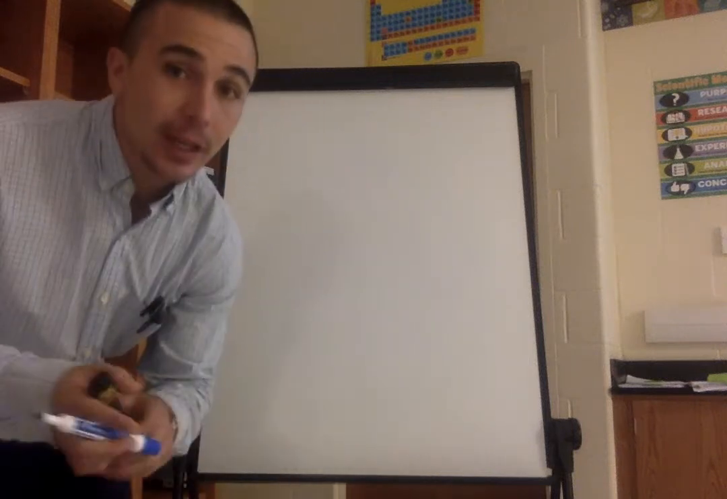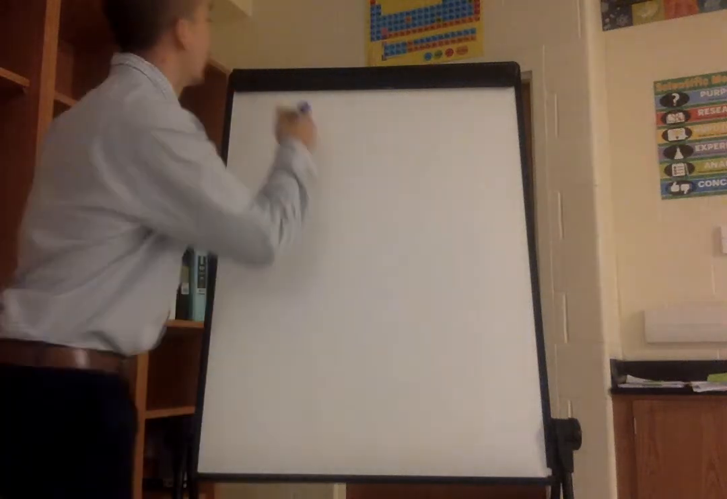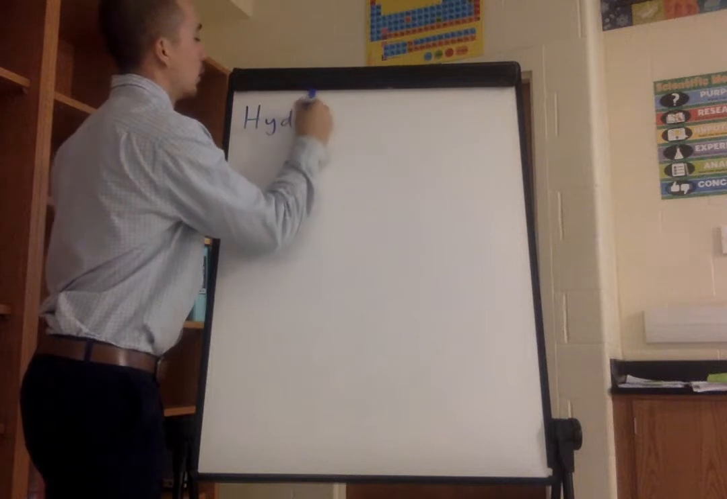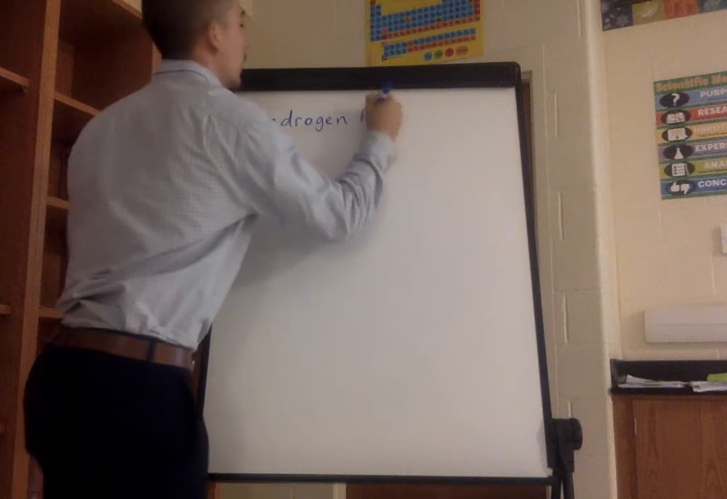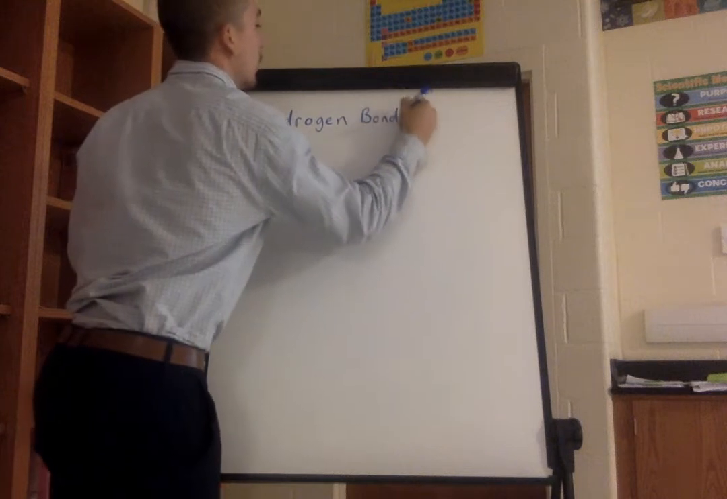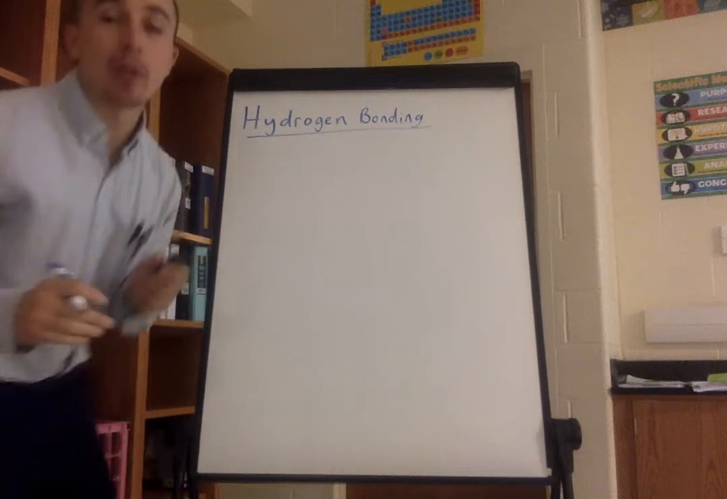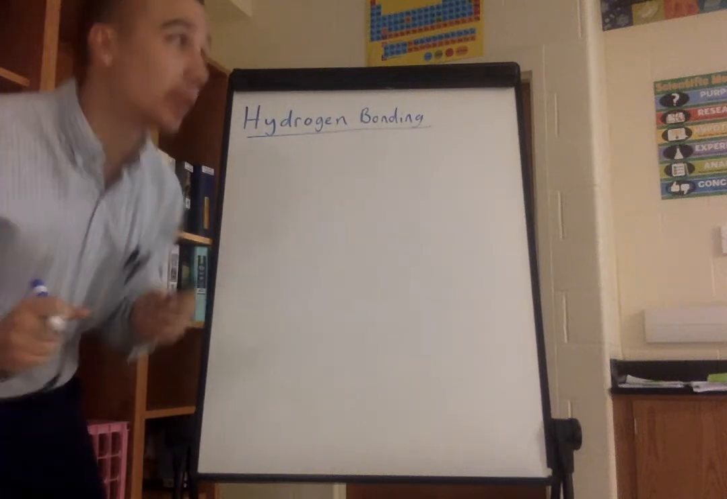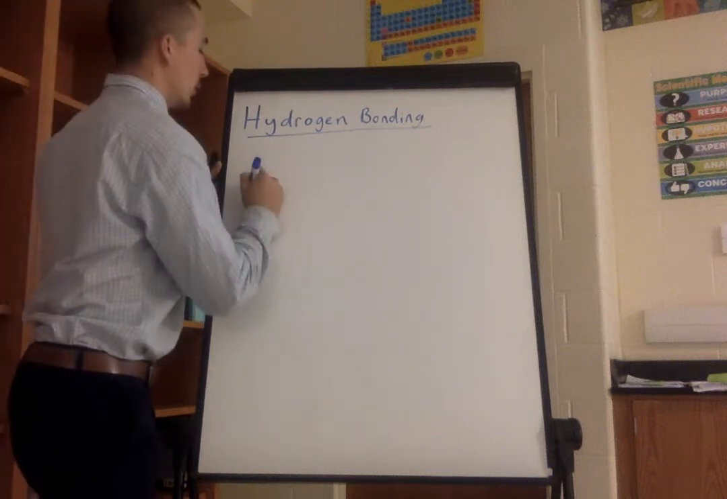So in this case, what I want you to do right now, at the very top, is write hydrogen bonding, like so. Hydrogen bonding. And remember, we're doing this on the bottom of the vocab on page 9. So what I'd like you to write is hydrogen bonding.